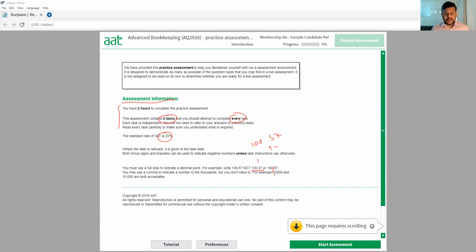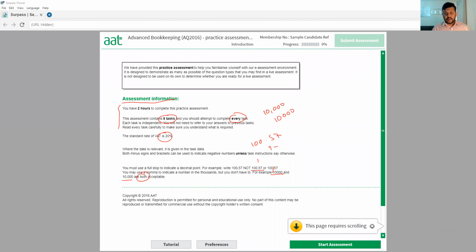For the thousands, for example, if you'd like to write 10,000, you can use the comma, or you can just type 10000. Both are acceptable. If you'd like to insert a comma after the thousands, there is no problem. But if you don't want to, there is nothing to lose. You're going to get the same mark.